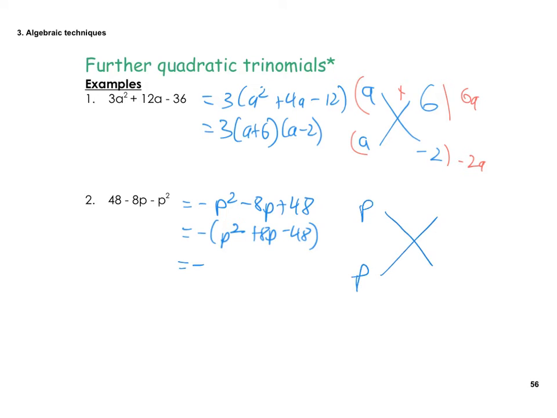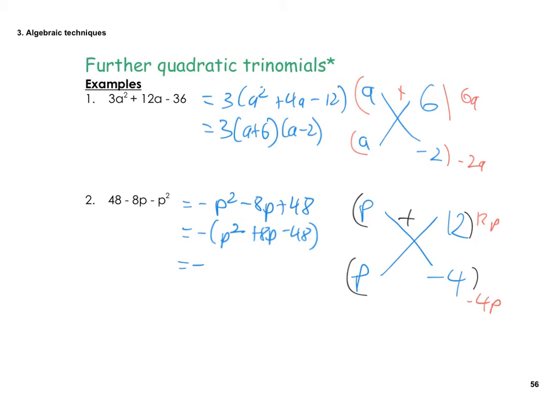P. This last one's minus, so we know only one of these is going to be minus. 48, I'm thinking 12 and 4. Need to get 8p. I believe minus 4 and 12 should work, because 12 times negative 4 is negative 48. And when we do the cross, p times minus 4 is minus 4p. P times 12 is 12p. 12p take away 4p is indeed 8p. So these are my answers.